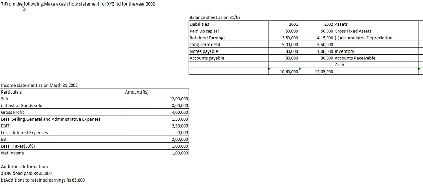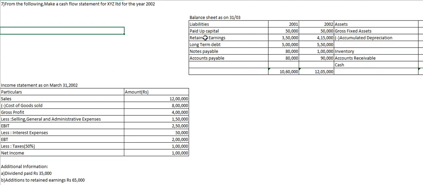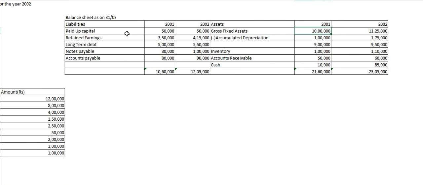So our next question: from the following, make a cash flow statement for XYZ Limited for the current year 2002. Your previous year is 2001, your current year is 2002. You have been given the balance sheet and the income statement. In your balance sheet, on the liability side and asset side, you have your paid up capital, which is 50,000 and 50,000, so it gets balanced.